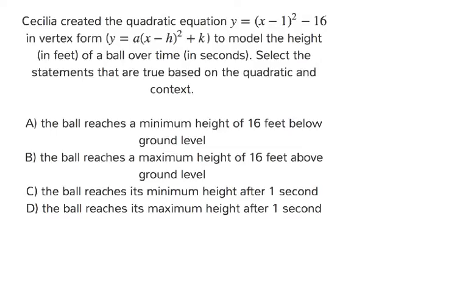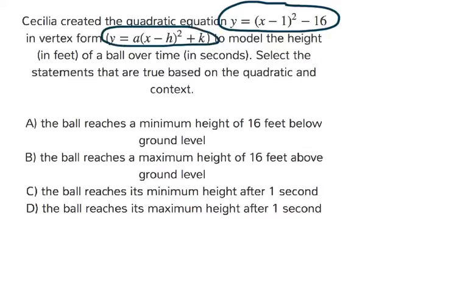Alright, it says here Cecilia created the quadratic equation y equals (x minus 1) squared minus 16 in vertex form, which is y equals a quantity (x minus h) squared plus k. Remember, since we're in vertex form, the vertex is (h, k). H is the x coordinate and k is the y coordinate of the vertex.